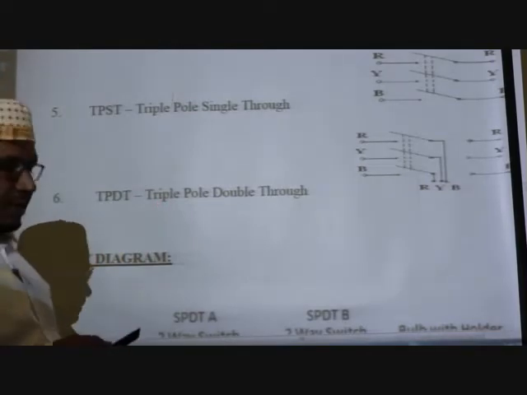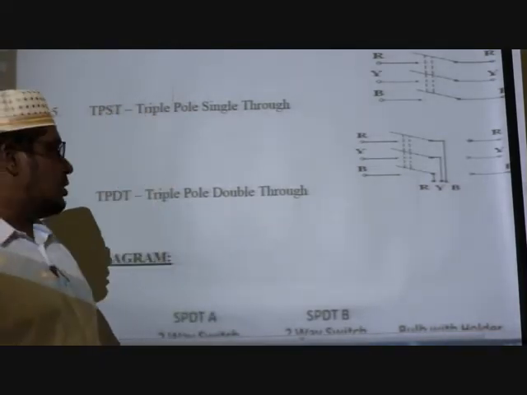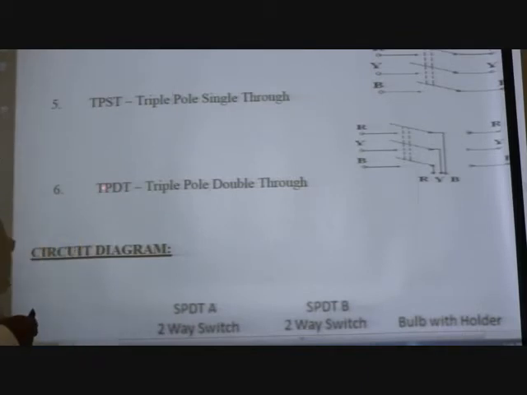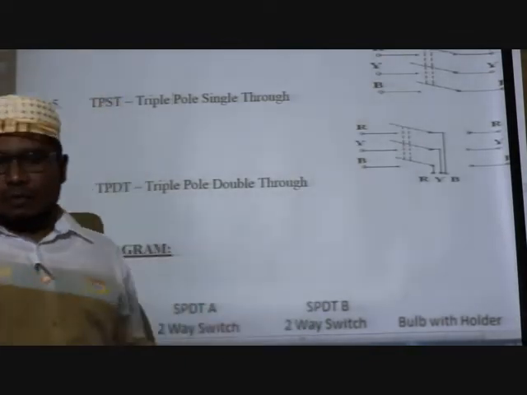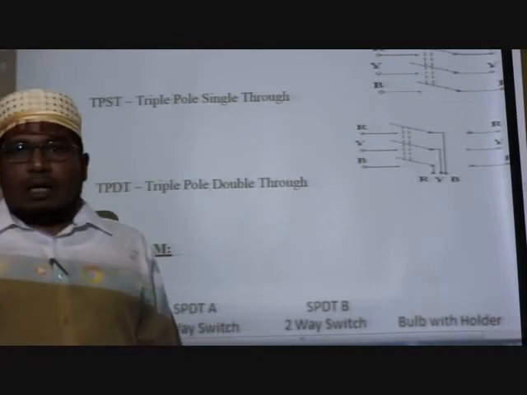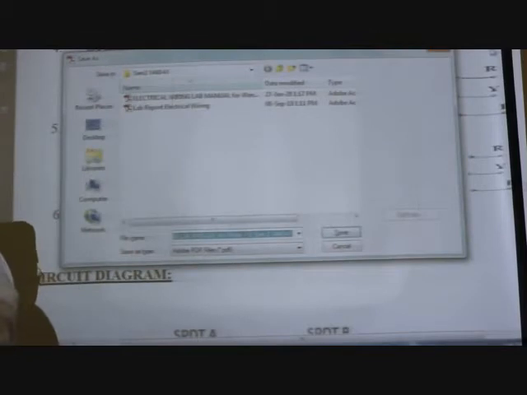So these are your six types of switches. How to remember? It's very easy. TPDT, triple pole double throw. TPST, triple pole single throw. The names are very simple and the symbols are also very easy to use. Now we'll go to the practical section, after the theory part, that is two-way wiring.